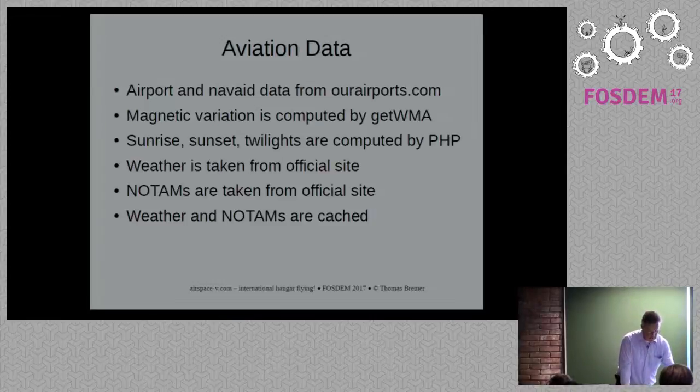Then magnetic variation, which is not a concern in Europe because it's rather low here, but for instance in the US, you get several degrees of deviation when you use a compass for navigation. It is computed by, well, getWMA. This is a JavaScript program which is published by NOAA to compute the strength and orientation of the magnetic field on any place on Earth.